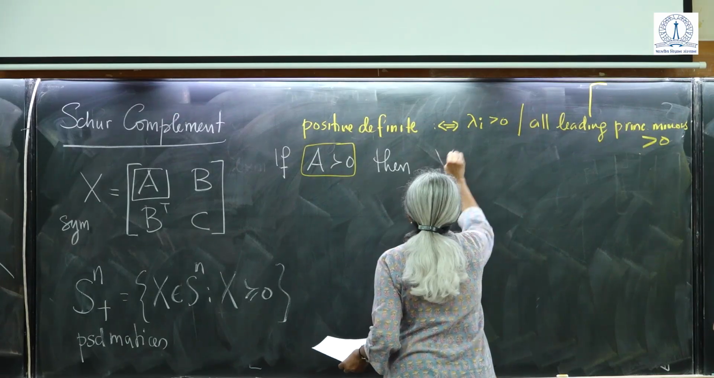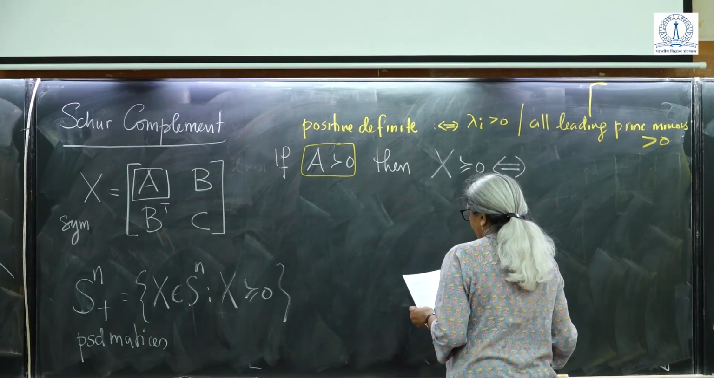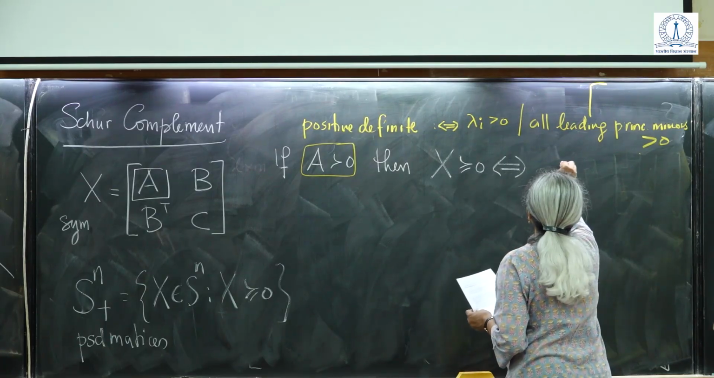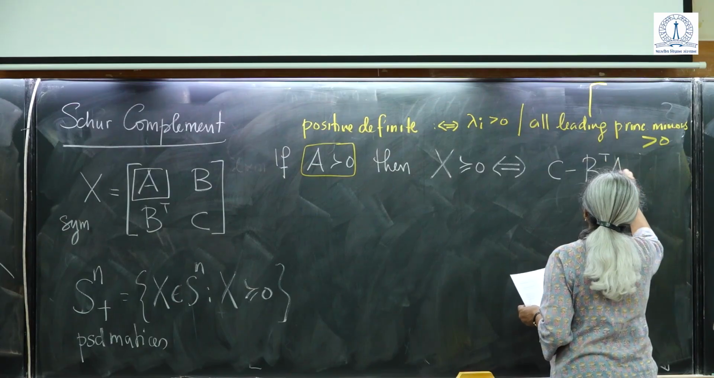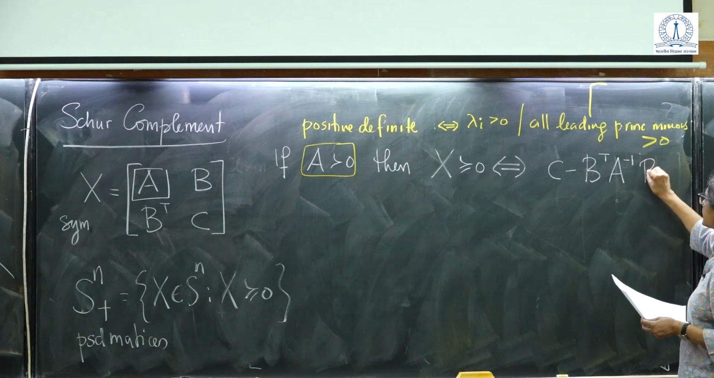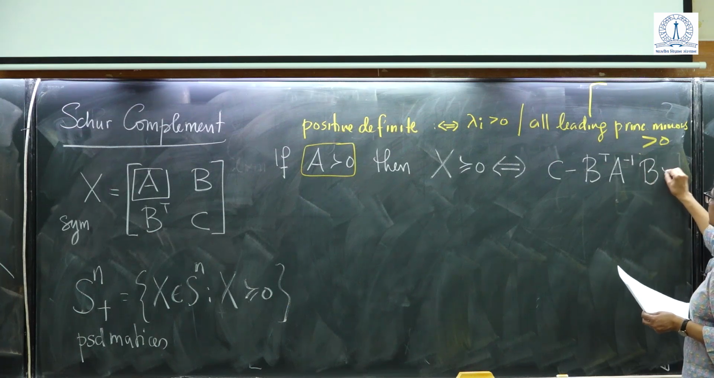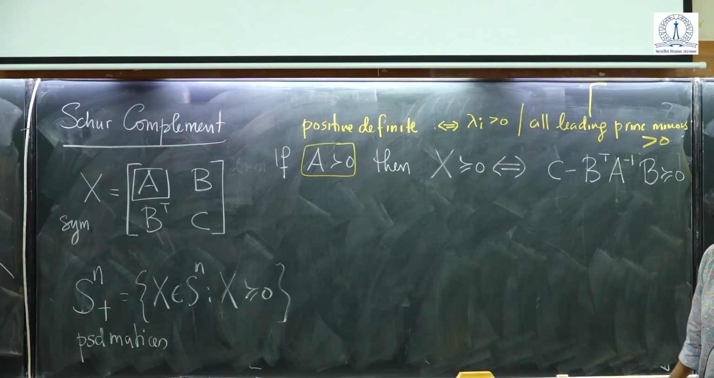So X is PSD if and only if C minus B transpose A inverse B is PSD. Remember, I can invert A because it's a positive definite matrix. Okay, this is a very useful trick.